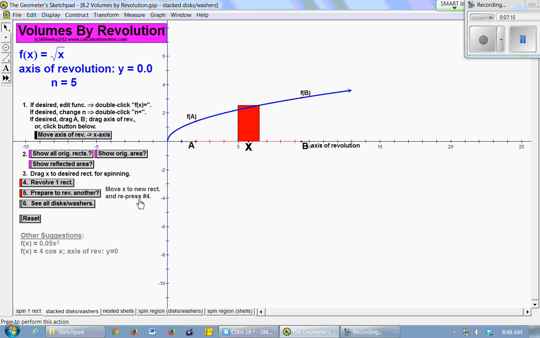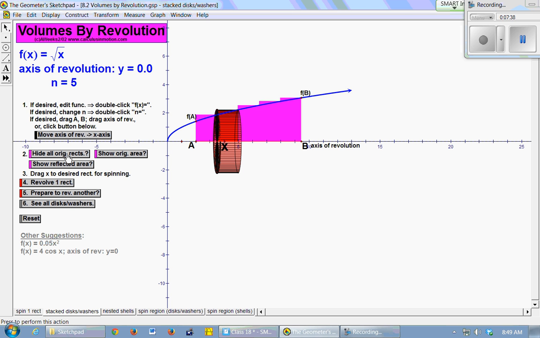So you do that for each rectangle, right? For maybe this rectangle, revolve that one, you get a little disk. You would find the volume of that disk. And then we do that for all of these rectangles underneath the curve and add them all up.